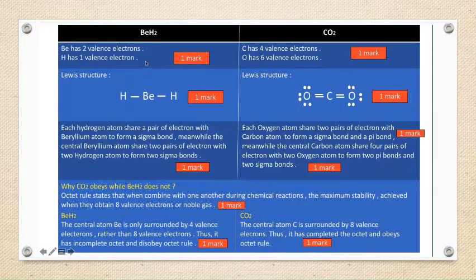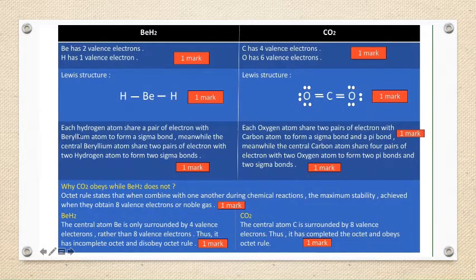So for beryllium hydride, we need to explain the valence electron of each element. Beryllium has 2 valence electrons, hydrogen has 1 valence electron. One mark is given for this explanation. And then second, we draw the Lewis structure of beryllium hydride. One mark is given. And then explain about the Lewis structure.